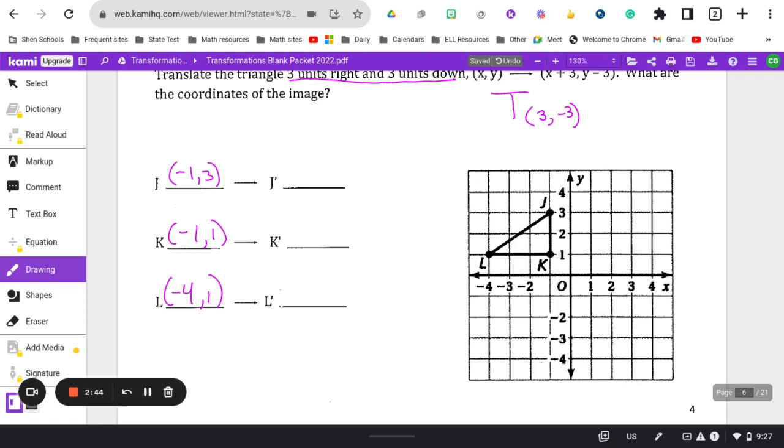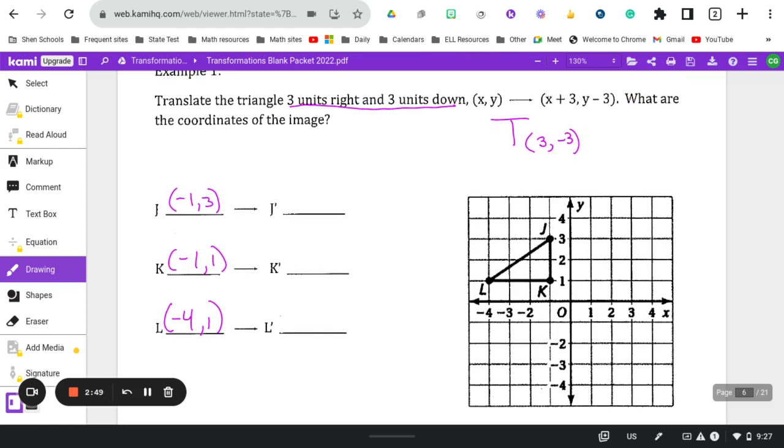Now, there's a couple of ways that we can move the pre-image to the image. One way is take J and count 3 units to the right, 1, 2, 3, 3 units down, 1, 2, 3. And here's where J prime would be. And J prime, that was the coordinate 2, 0. So we could do that with each one. 1, 2, 3, 1, 2, 3. There's K prime. And then 1, 2, 3 to the right, 1, 2, 3 down, L prime.